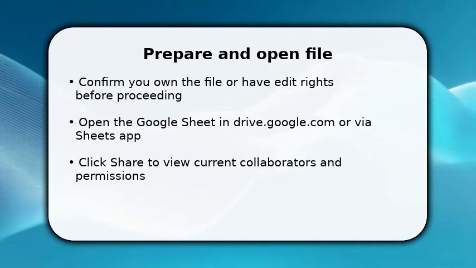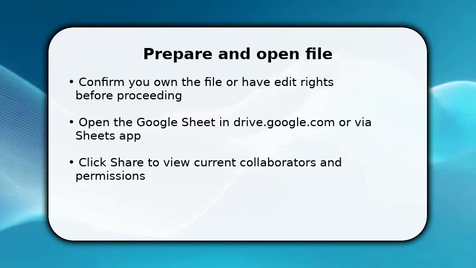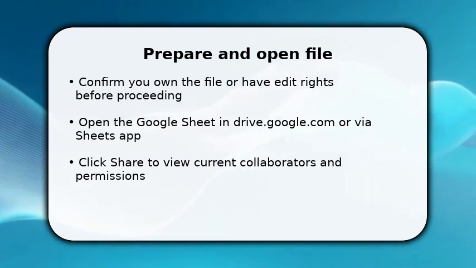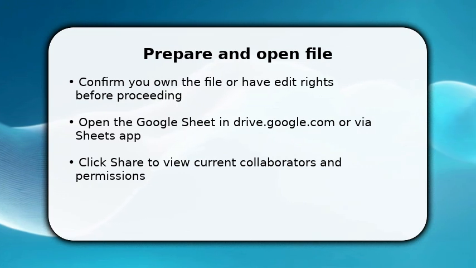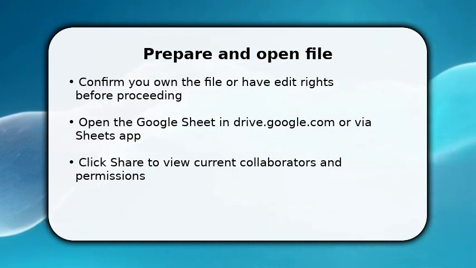You start by confirming you have the necessary edit or ownership rights. Otherwise, you cannot transfer ownership. Open the sheet in Google Drive or the Sheets app and click the Share button to expose the collaborators list. Once visible, scan for the person you want to make owner and ensure they have a Google account. Otherwise, the transfer will fail.